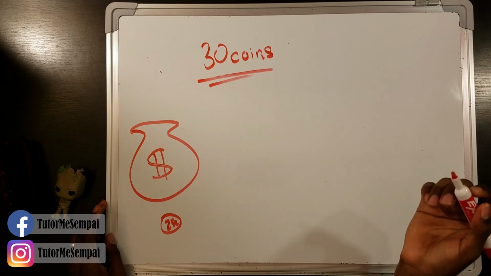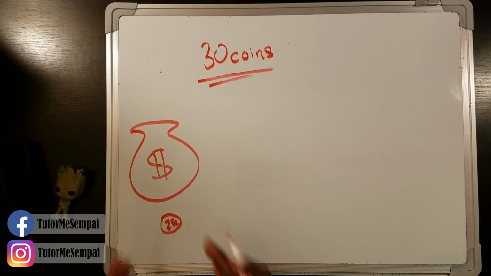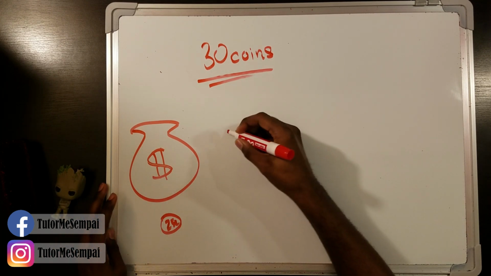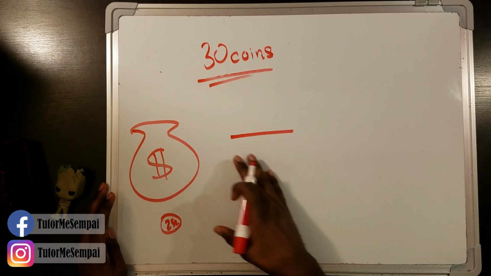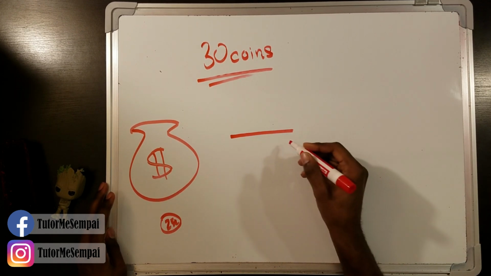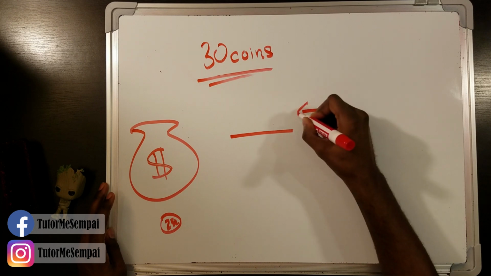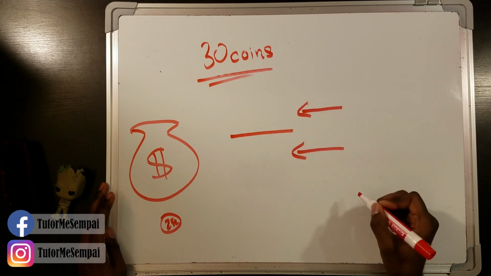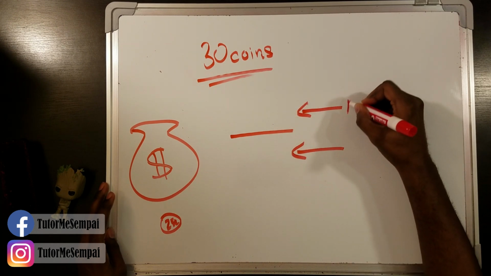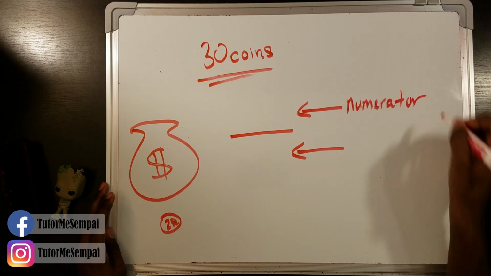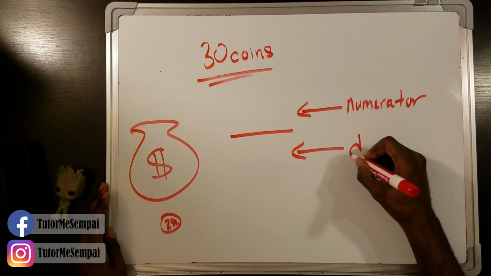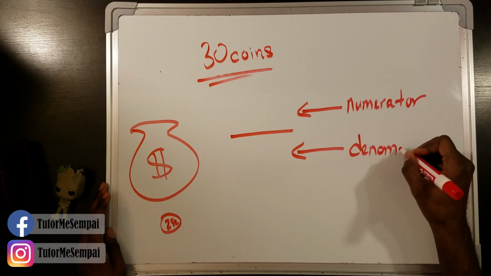Well, a fraction, if you're going to write it and we want to figure out what fraction do we have of these coins that are just quarters, we would have to first write this bar here, right? Every fraction you write is going to have a bar. And this bar separates the top number from the bottom number. Now this top number, we call that the numerator. And this bottom number, we call that the denominator.